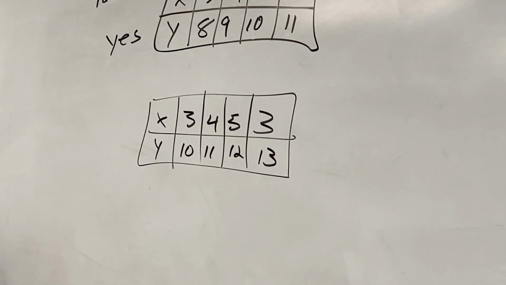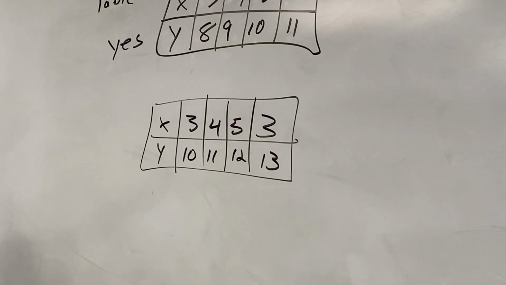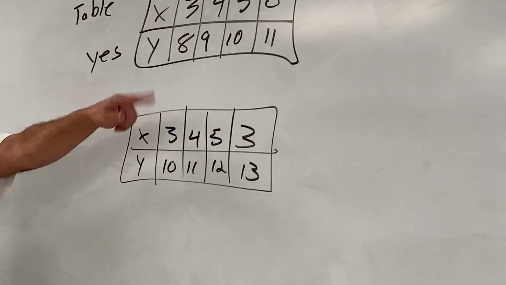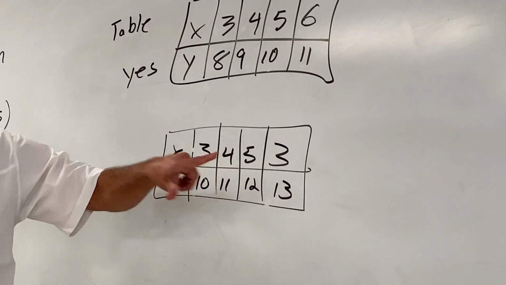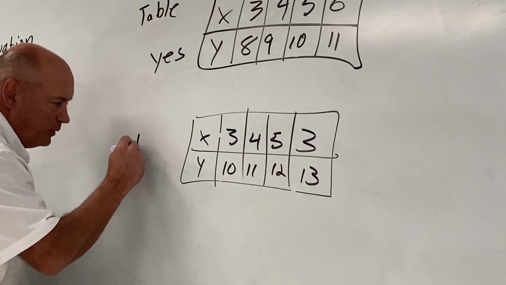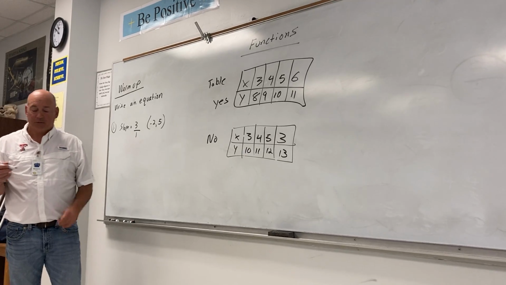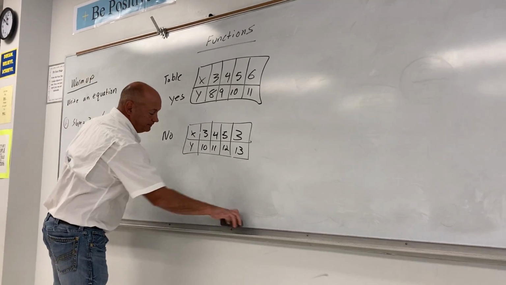Would this be a function? You're saying no? Why not? Who's cheating? Tell me the girl that's cheating. Number 3 is cheating. Y'all agree with Sadie? Yeah. Girl 3 has a boyfriend 10. She's got a second boyfriend 13. That is a big fat no, according to the law of functions. Questions? All right. Let's look at graphs next.